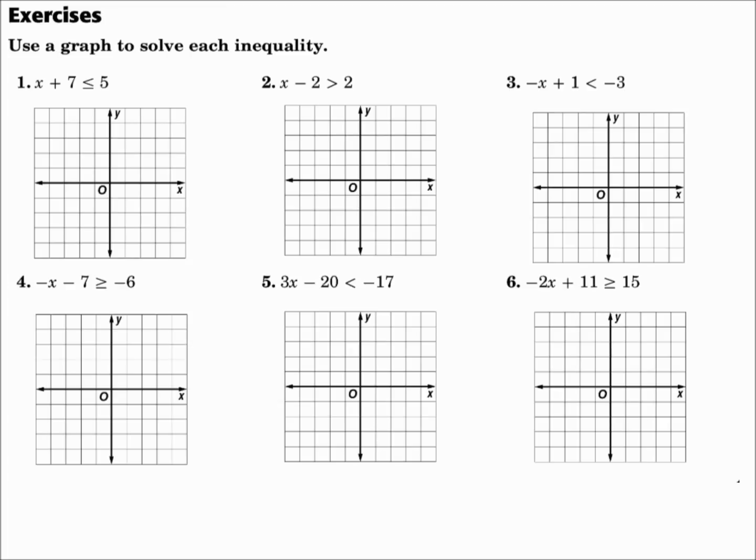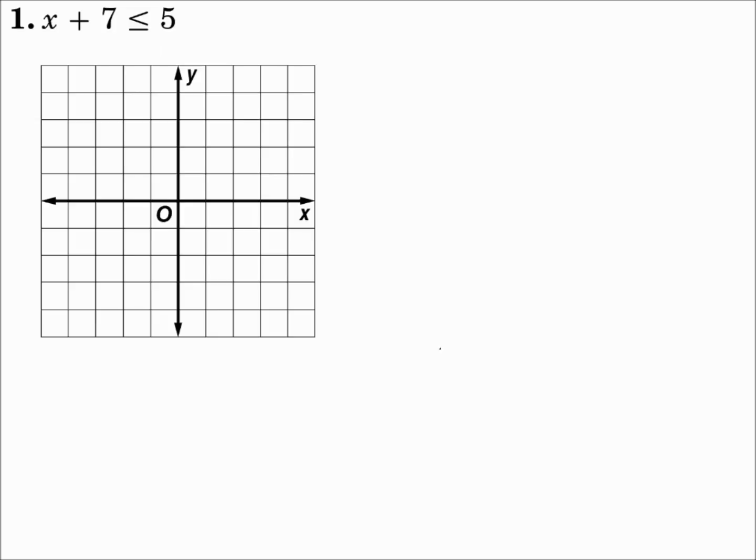Use a graph to solve each inequality. Number 1, x plus 7 is less than or equal to 5. Well, you might say, why do we need to graph this? Because wouldn't you just subtract 7 from each side and get x is less than or equal to -2? And the answer is, that is what you do, but this is another method to solve it. So we're still going to get x is less than or equal to -2. Let's use the new method.